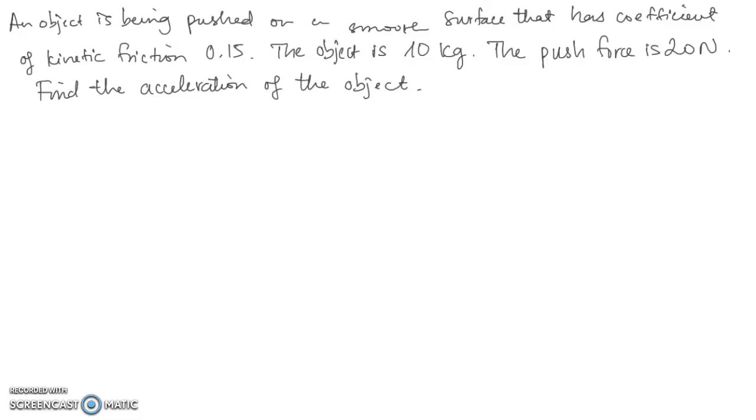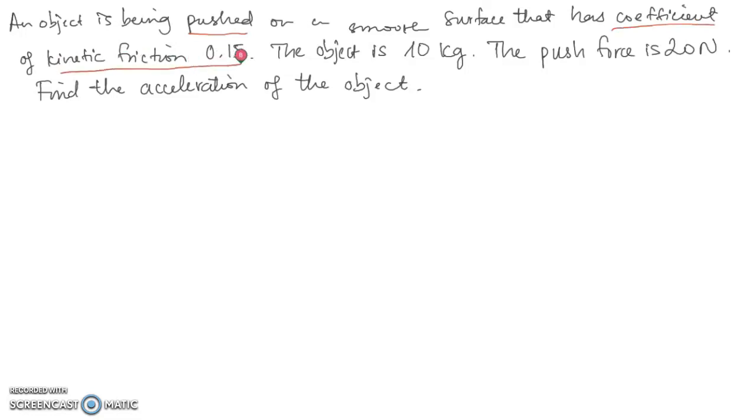So again, we're going to annotate this problem by underlining key information. It's being pushed, right? So that means there is an external force pushing on it. On the free body diagram, you will have to express this force. Coefficient of kinetic friction.